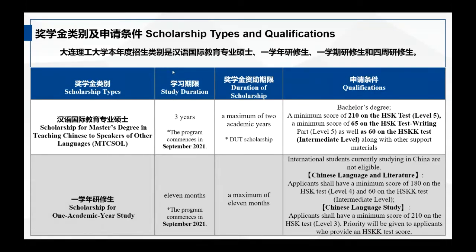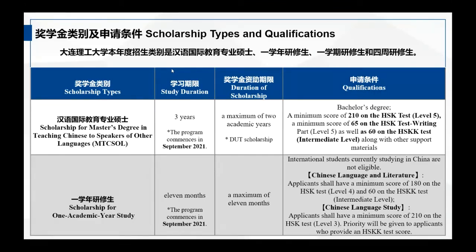And the second one is scholarship for 1 academic year study. The duration of this scholarship is 11 months. Please be aware that international students currently studying in China are not eligible for this type. Our university could provide 2 research directions, Chinese language and literature and Chinese language study.